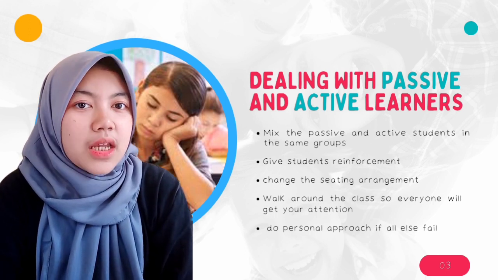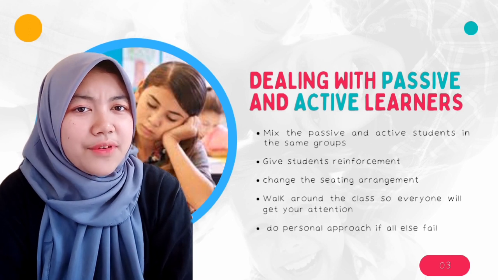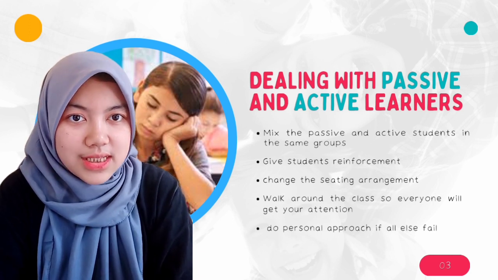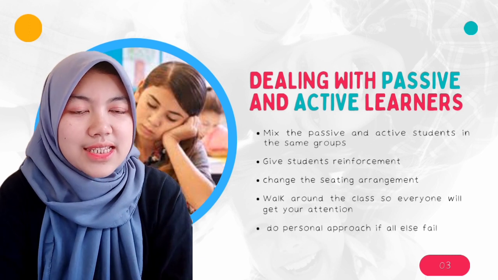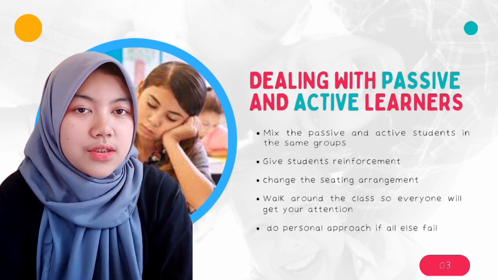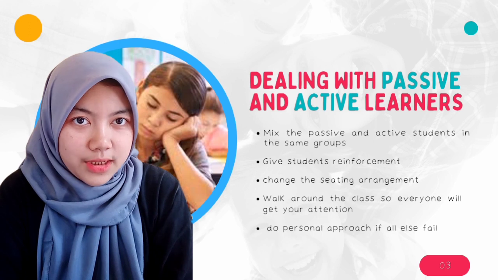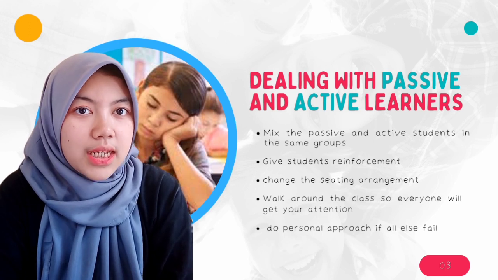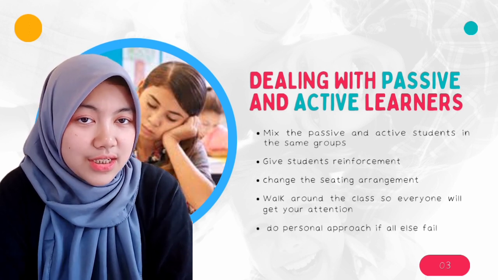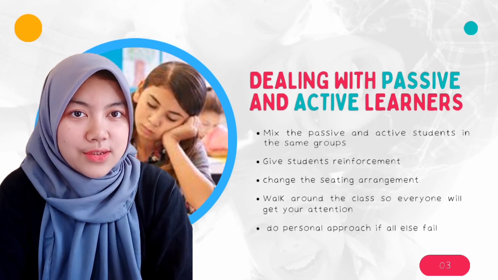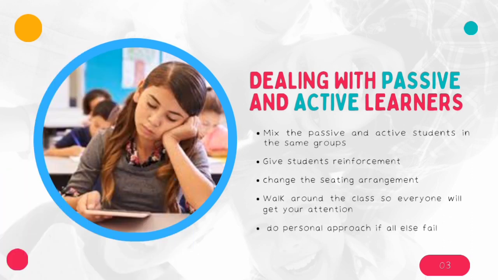Number 9, walk around the class so everyone will get your attention, and here the teacher can see the progress of all the students. Number 10, do personal approach if all else fails. The teacher can talk privately outside the classroom with passive students.